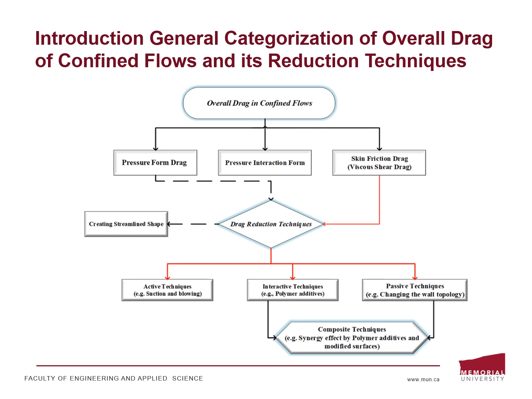The reduction of overall viscous shear drag can be classified into three main techniques. The first is the active technique, for example suction, blowing, and heating, all of which need extra energy that raises the cost. The second one is the interactive technique, which has limited application, such as polymer additives.